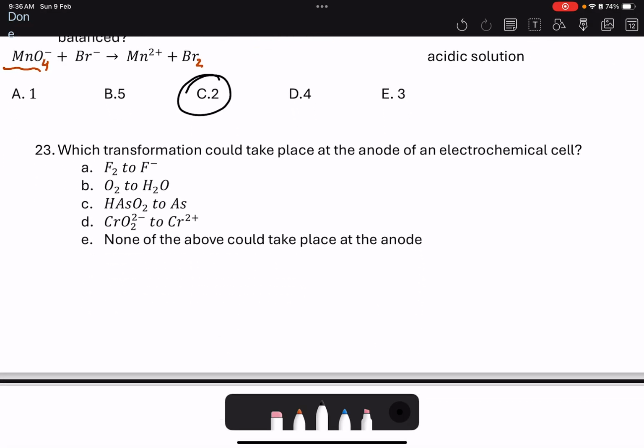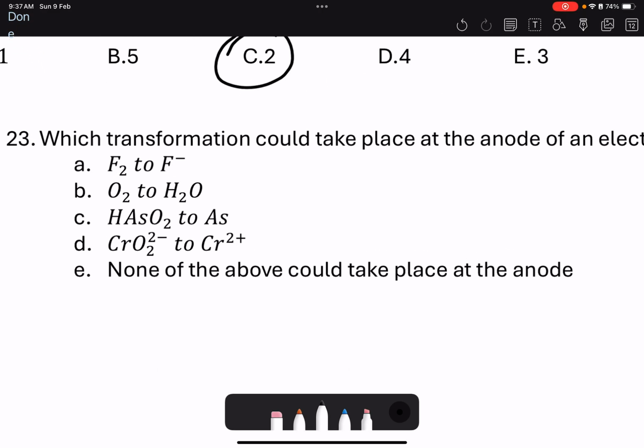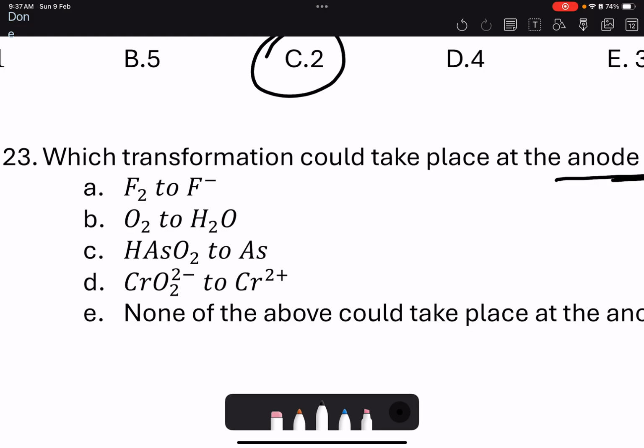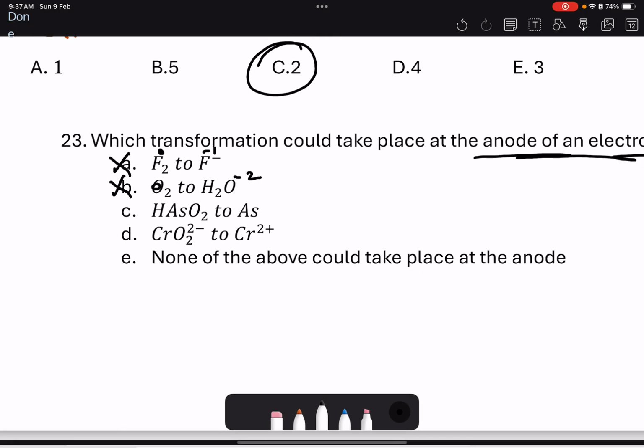Again, here we need to work out the charges. Which transformation could take place at the anode of an electrochemical cell? I need to find the oxidation. Which one charge will increase? This is 0 to minus 1. This is 0 to minus 2.